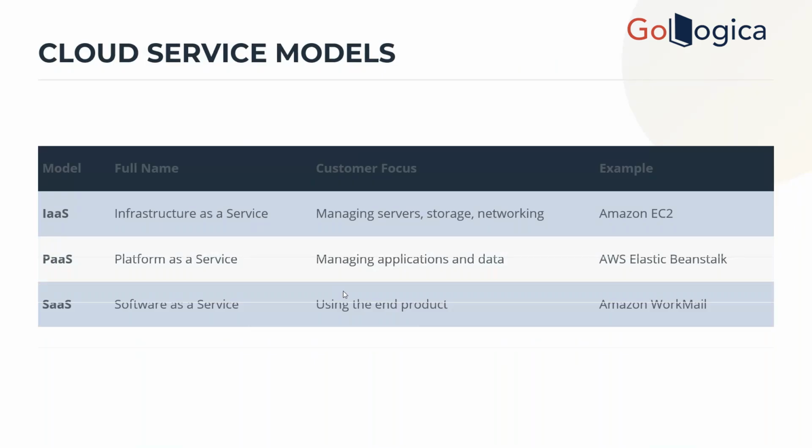Then getting into the cloud service models, which is very important. In service models we have IaaS, PaaS, and SaaS. IaaS is infrastructure as a service. Here the customer's focus is managing the servers, storage, and networking. With infrastructure as a service, the customer needs to manage a lot of things. We can say it is a customer-managed service.